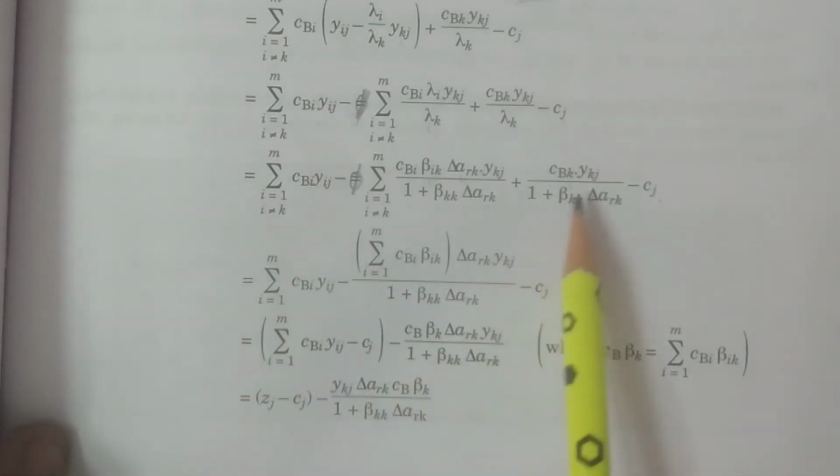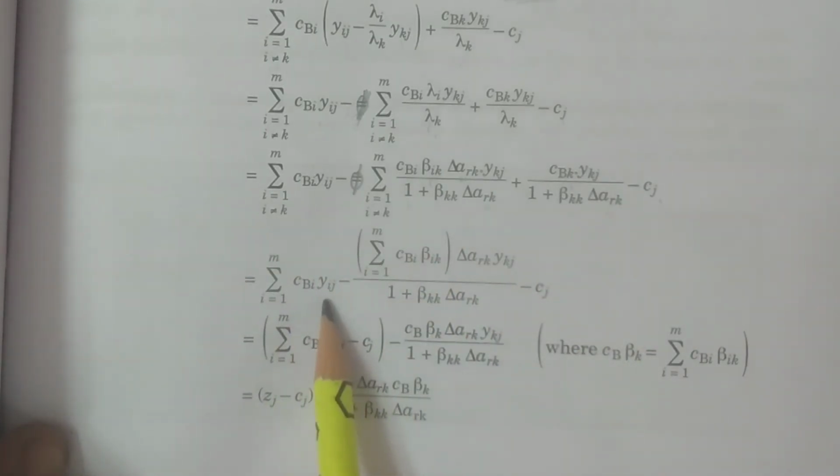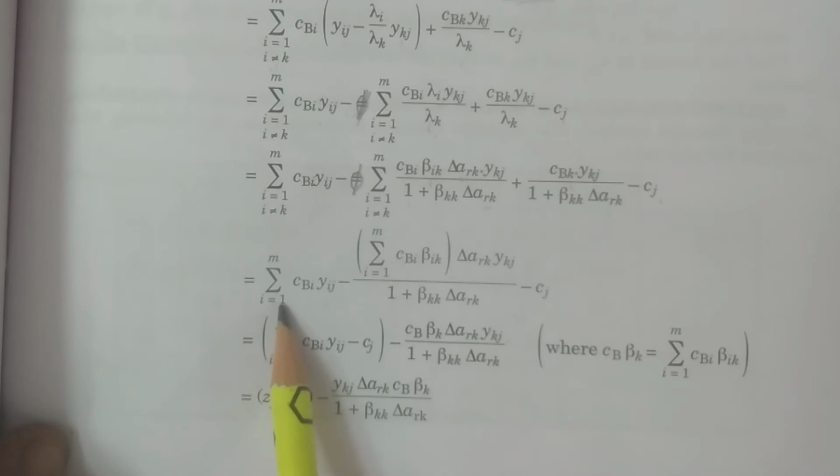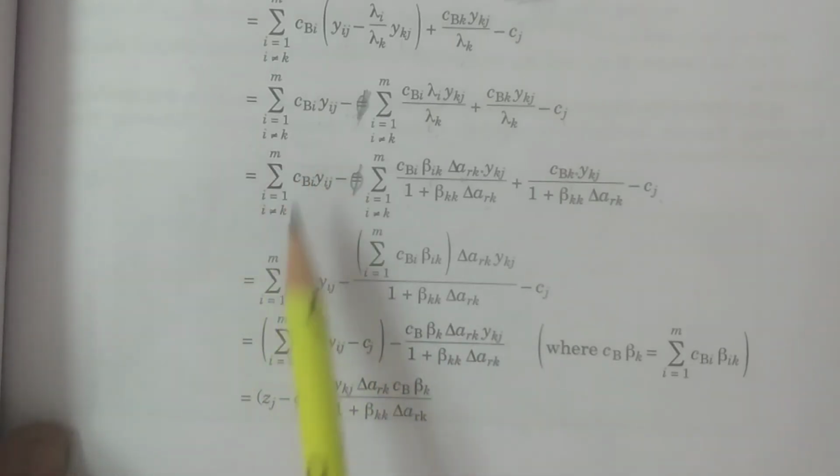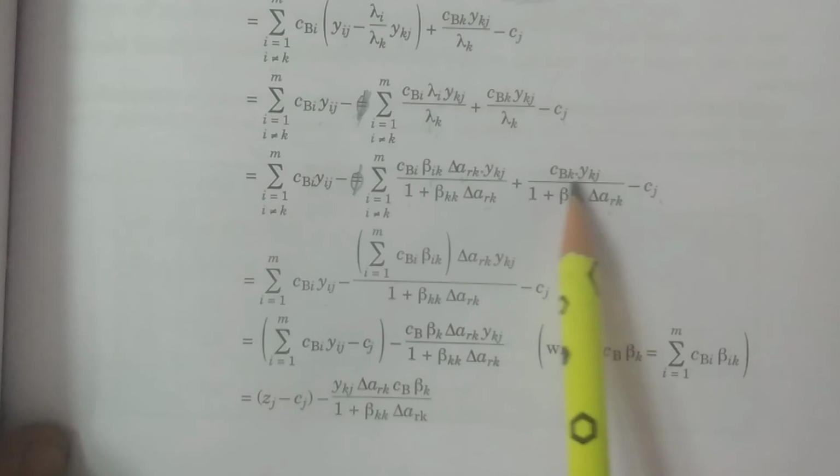Wherever I am having the CBI and YIJ, the values I am taking here. It's a small kind of consideration also here. One may not understand how this is going to be done. I is equal to 1 to m. You see, I is equal to 1 to m, that is, I is equal to k is also included here, where it is CBK YKZ. This particular term we have included here.